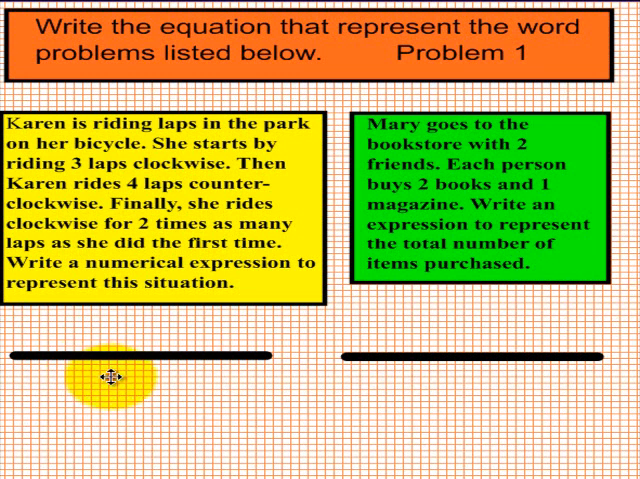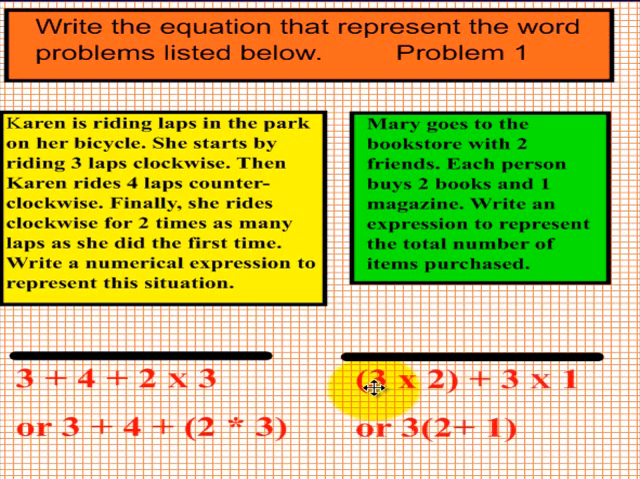Okay, here's what we have for the first one. We have 3 plus 4 plus 2 times 3. And for the Mary problem, we have 2 equations here. 3 times 2 plus 3 times 1, or 2 plus 1 multiplied by 3. Your answer could be any one of these. If it is, that is super. If you would please, have another student come up to the smartboard, and while they're doing that, please erase your answers. Thank you.